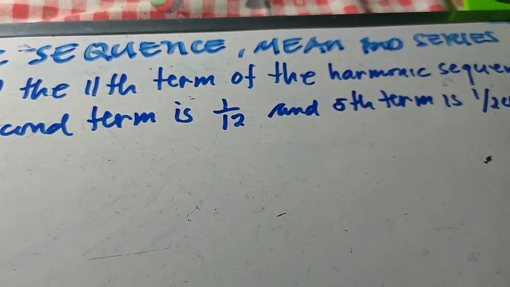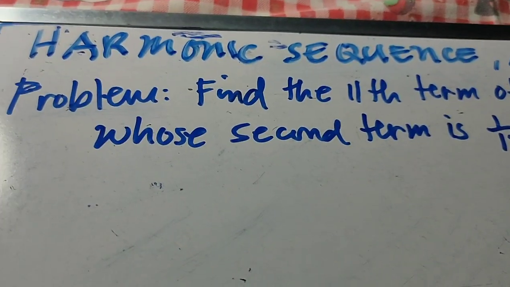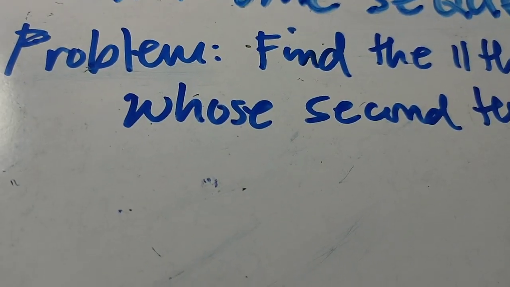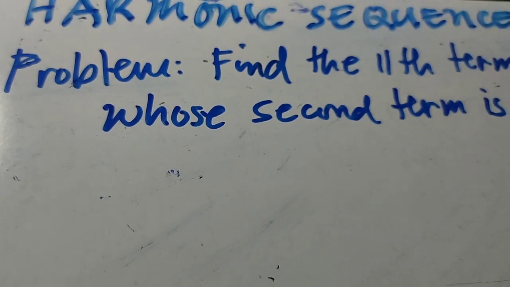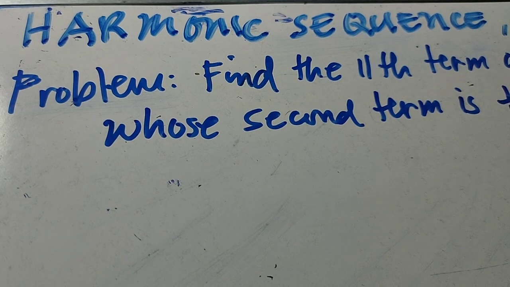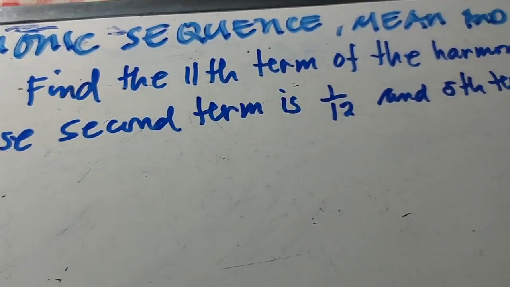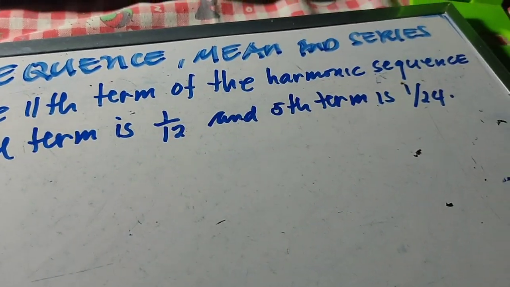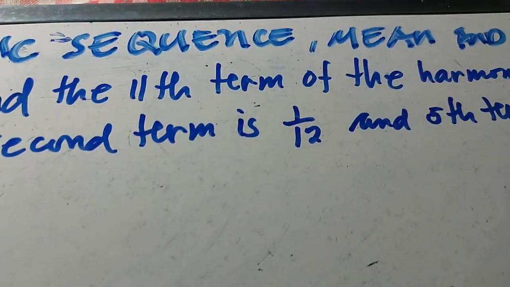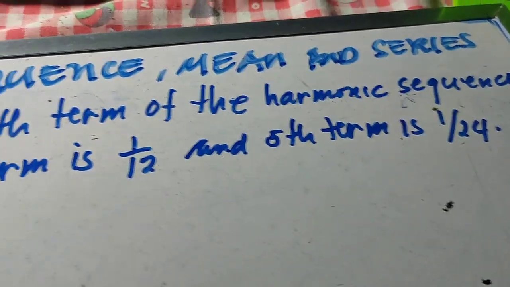So we know that finding the harmonic sequence is going to consider the reciprocal of the given information here, because we're going to use the principle that you have learned in arithmetic sequence. So the problem that we have is to find the 11th term of the harmonic sequence, whose second term is 1 over 12 and the fifth term is 1 over 24.